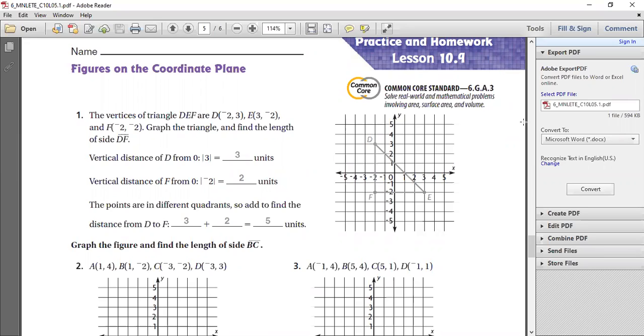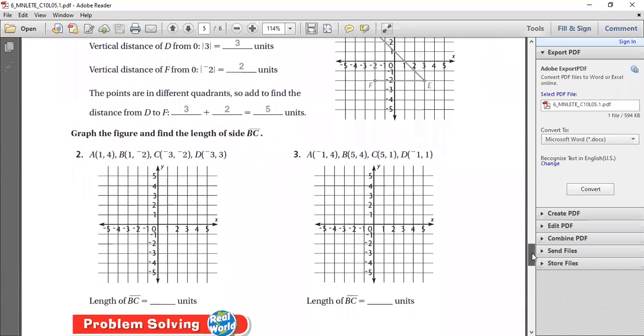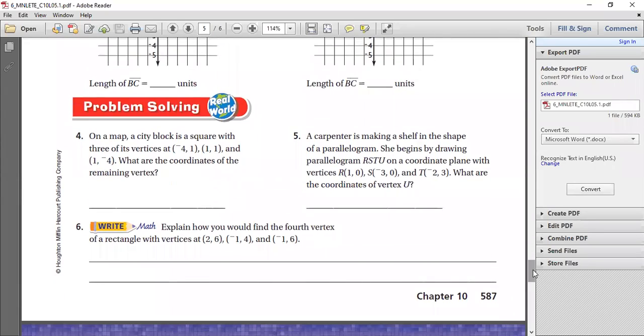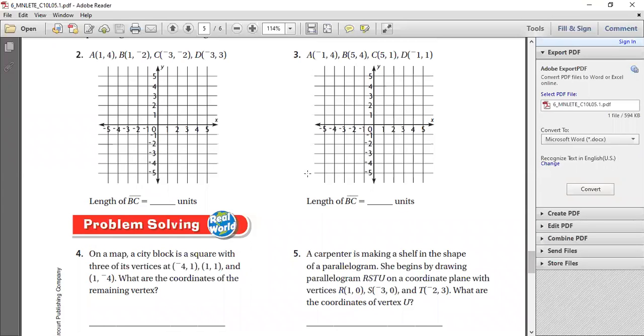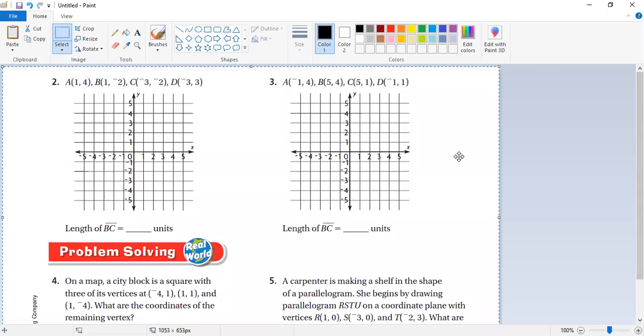Yesterday before I stopped the video, I had asked you to do question number 4 and 5 on page 587, and I told you to use the coordinate plane, right? Because they did not give the coordinates for these two questions, use this to graph the figure and get the answer. Some of you had asked how to do it, so let's see quickly how we get the answers for this. Hopefully most of you would have got it right by now, but even then we have to check.